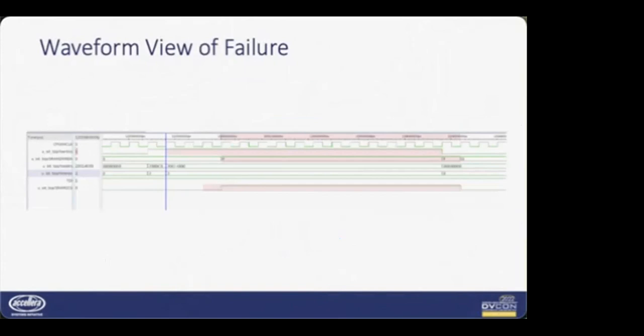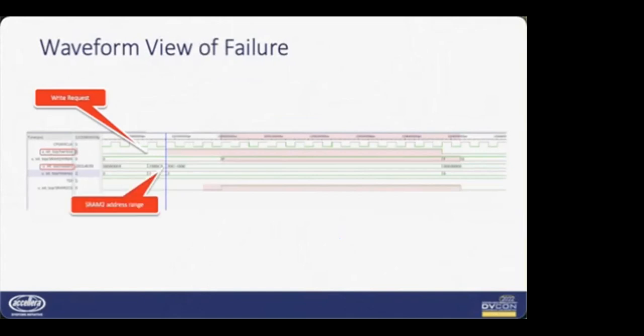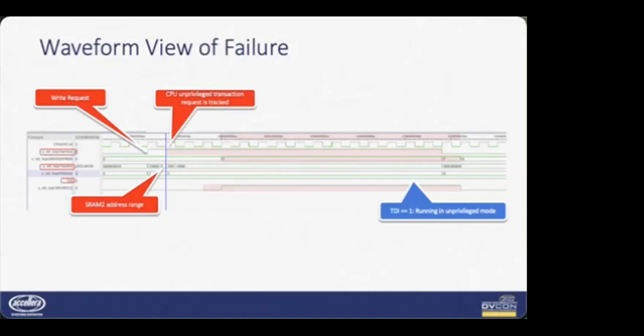Let us look at the waveform view of the dump data and analyze the failure. The write request HWrite-S goes high at the time shown. The SRAM2 address range a little later shows up. Now the write request is for the SRAM2 secure range. We are running in unprivileged mode, and we see that at that time the write signal gets shaded red, which means we have now started tracking it.